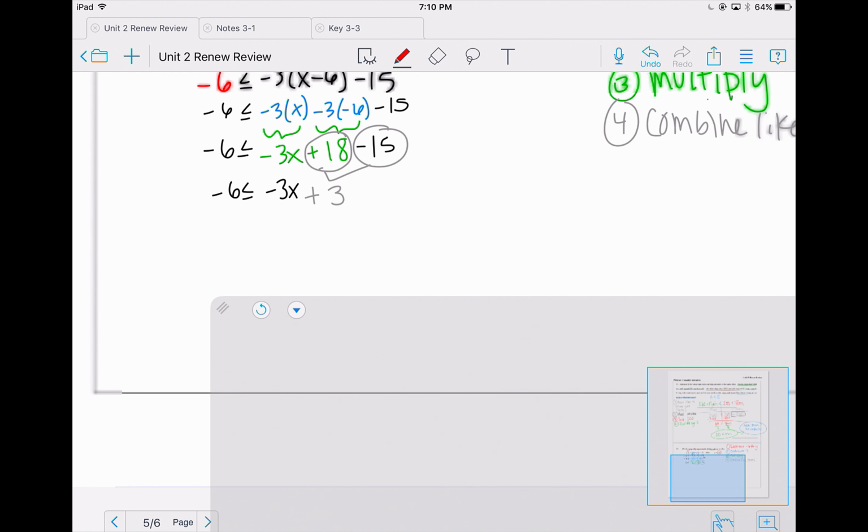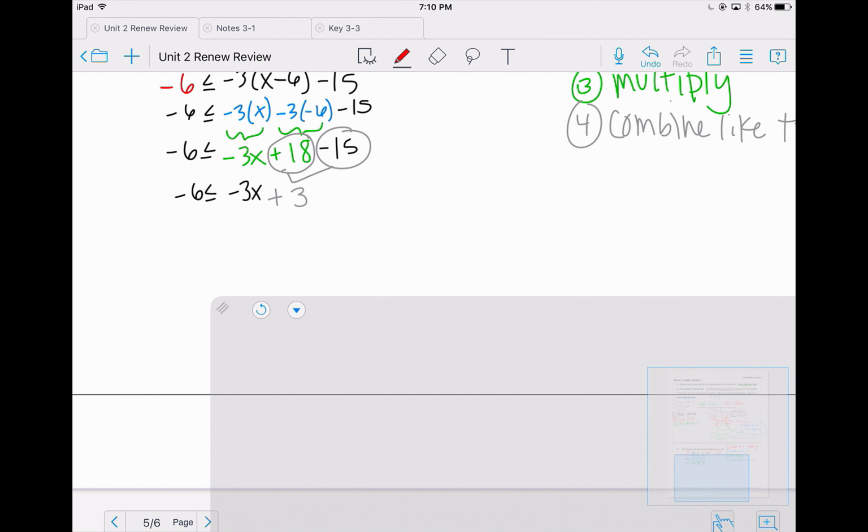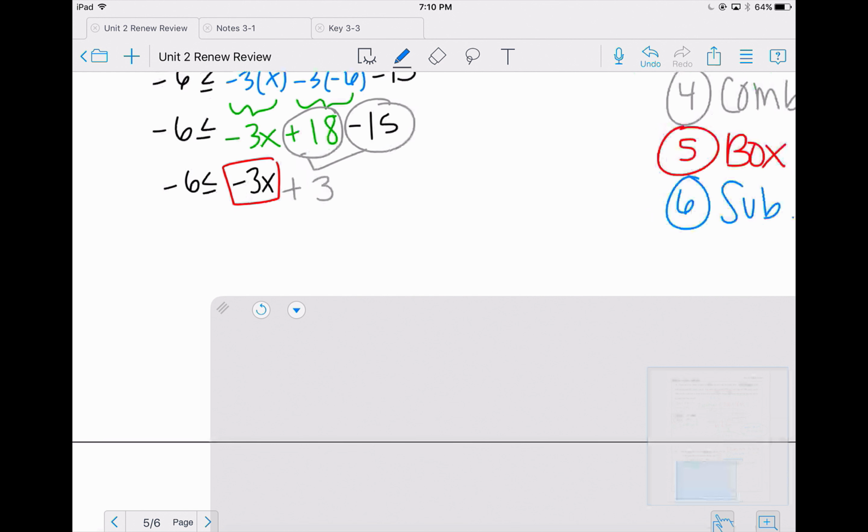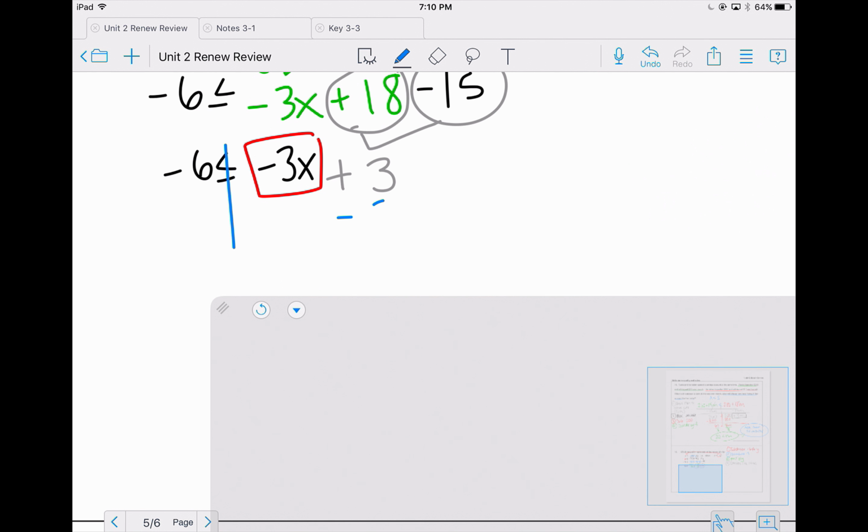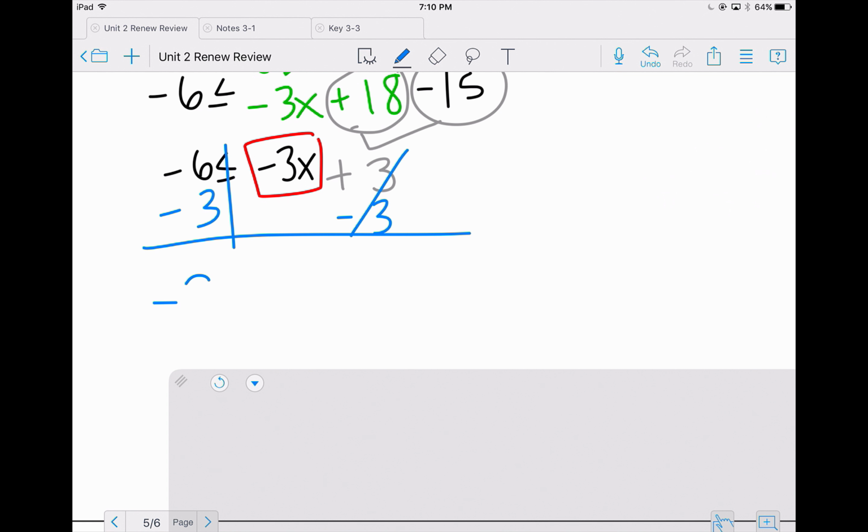From here, I only have something being multiplied and something being added to x. So I can box my term or my variable. And I can subtract 3. I'm going to subtract it because that moves it through the opposite operation and moves it over to the left side.